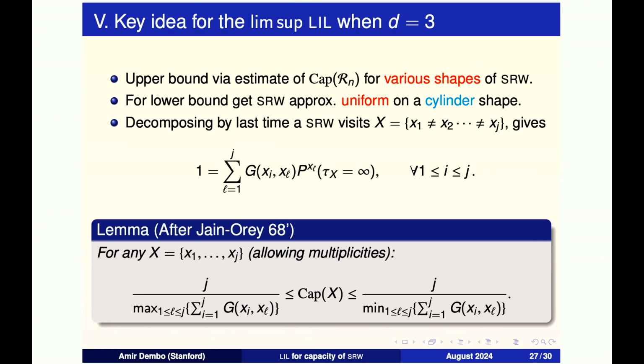Okay, what do you do in dimension 3? In dimension 3, you get an upper bound on the estimate of the capacity of R_n by understanding what shapes the simple random walk can have and bounding what happens when the simple random walk has a certain particular shape. And for the lower bound, you look at the probability to get a cylinder shape, like I explained to you. Just take a particular direction, expand it. You know that this already happened up to a_n, and calculate the capacity.